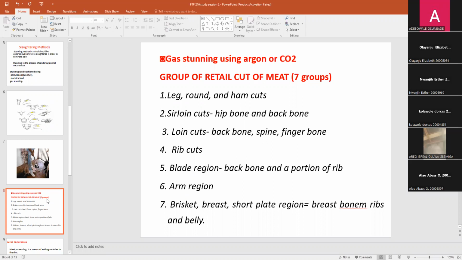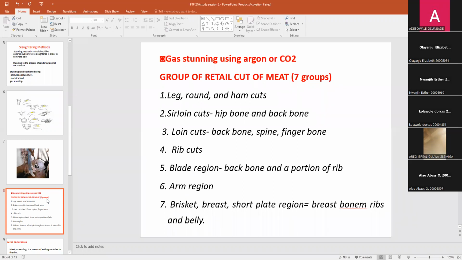If you go to where they butcher cows, you see the way they piece it. They will separate the arm separately. They will remove the rib separately. They will remove the backbone. They will remove the arm and the leg separately. So you follow these 7 groups. The last one is brisket, breast, and short plate region, where you remove the breastbone, you remove the ribs, and the belly.